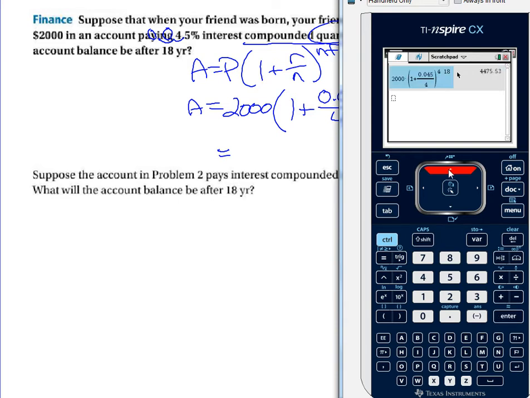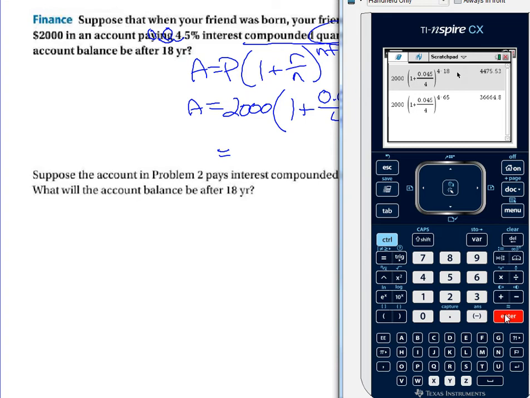So the nice thing about doing this on the calculator is I can go up and select that, press enter, and now I can make changes. I can delete that 18. I don't have to type all this back in, and just type in 65 and press enter. And now I have $36,664.80. Is that a pretty good deal? That's a ridiculously good deal.